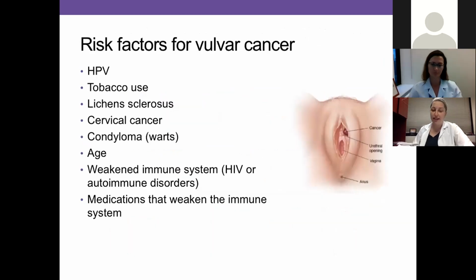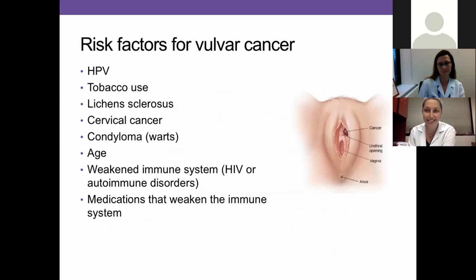The risk factors for vulvar cancer are very similar to cervical cancer. The risk factors are HPV, again, tobacco use, and lichen sclerosis. Lichen sclerosis is a skin condition that can occur on the vulva that can increase your risk of vulvar cancer. A concomitant cervical cancer or history of cervical cancer can also increase your risk of vulvar cancer. Again, increasing age or immunocompromised states or any medications that would compromise your immune system are also risks for vulvar cancer.